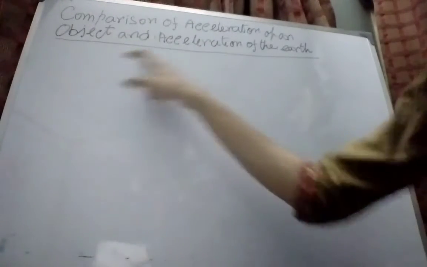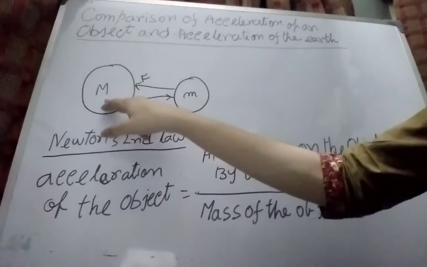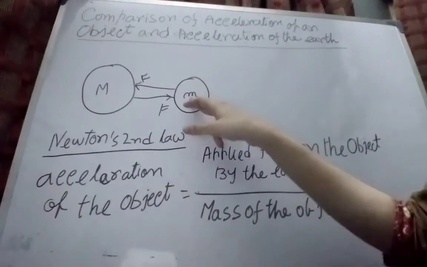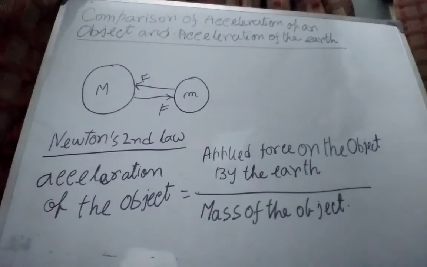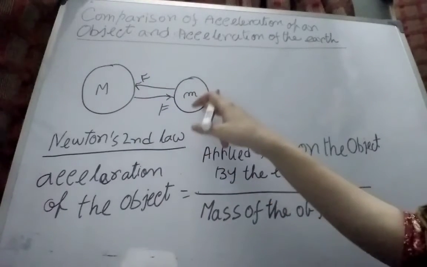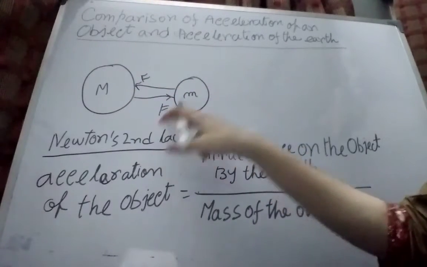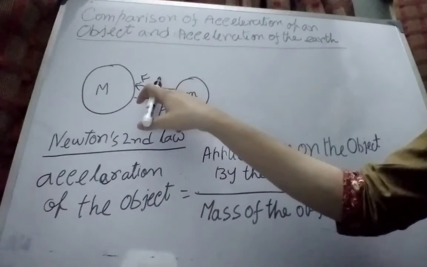In class, this is gravitation part 3, and today we will discuss the comparison of acceleration of an object and acceleration of the earth. Now this is the earth of mass capital M, and this is another object of mass small m. According to the gravitational law, if the earth is pulling this object with the force F, then this object will also pull the earth with the same force F.